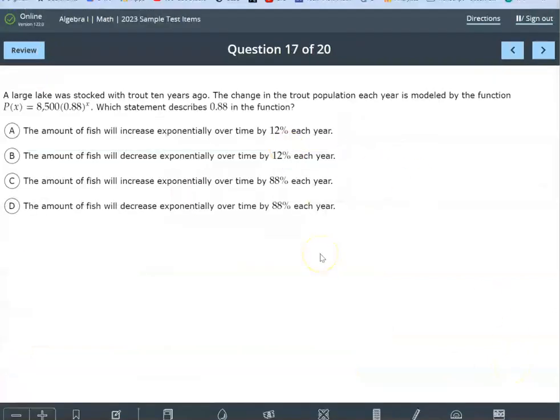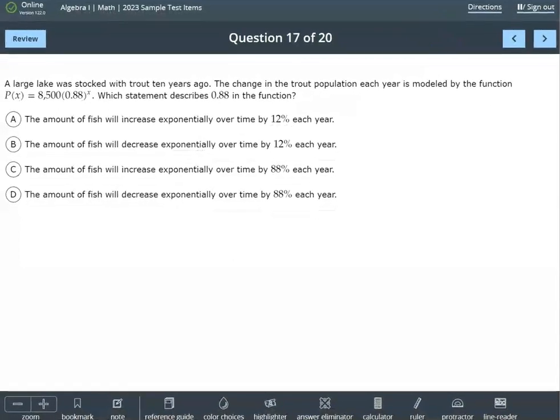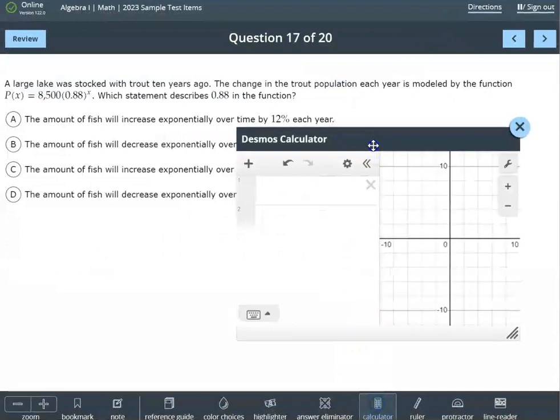The next item is 17. I'm going to type this function into the calculator. So go to the bottom of your screen and click the button Calculator. Put in your function. You can capitalize the P or not. I'm going to not capitalize it. Don't type the comma. If you do, it's going to think it's an ordered pair and get confused. Shift 6 and then put an X for your exponent.